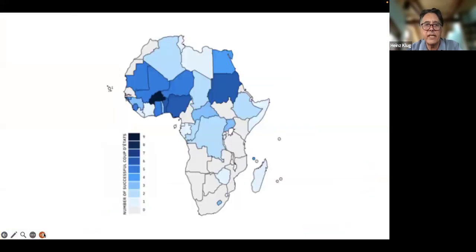And here's just a depiction. What's interesting, of course, is where the concentration of multiple coups have taken place. And it is across the Sahel area more than anywhere else. But again, this is just the cases where there have been coups d'etat. Next slide.